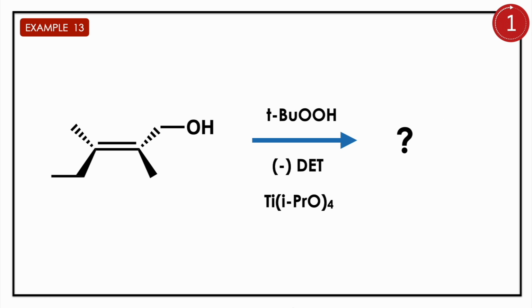Then the next question. Here you have alkene. Two methyl groups are trans to each other and one ethyl and methylene alcohol are trans to each other. All are clearly specified with stereochemistry. You are using tertiary butyl peroxide, minus DET, titanium isopropoxide. You should find what will be the final product.